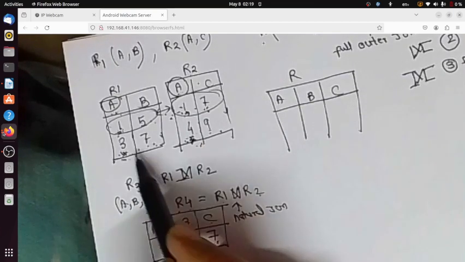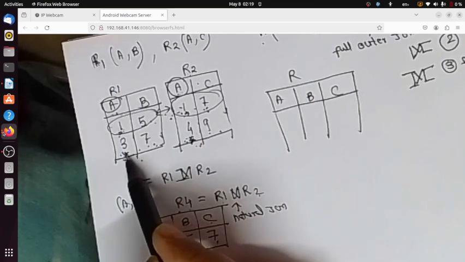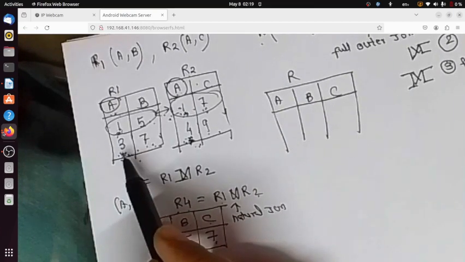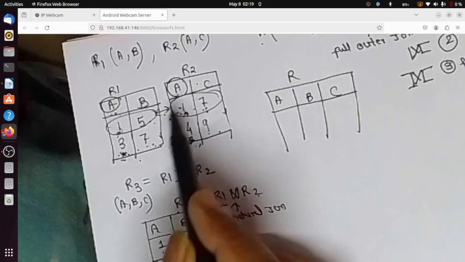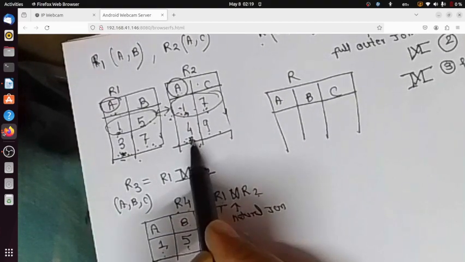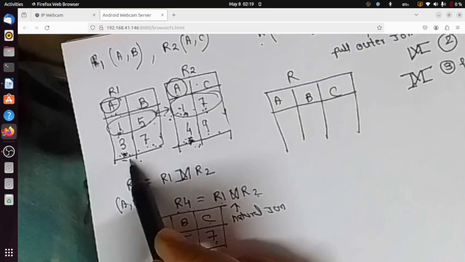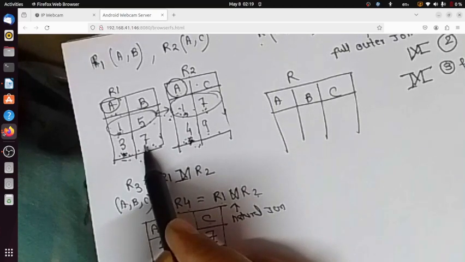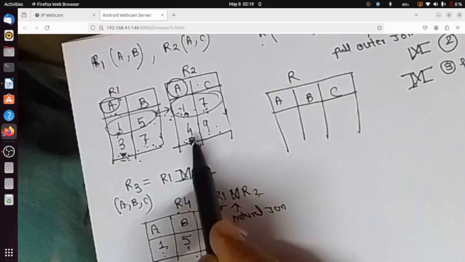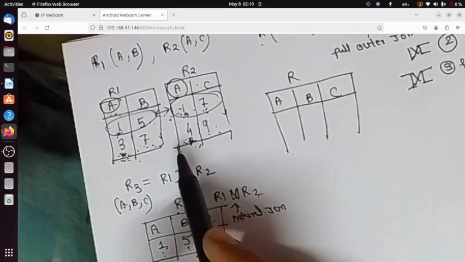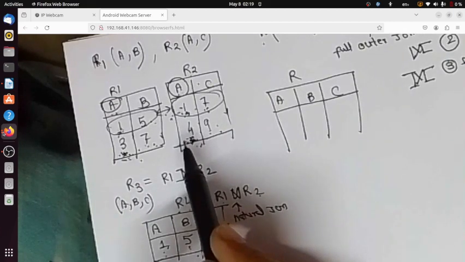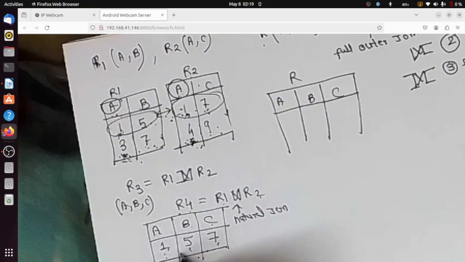So here the non-matched values between R1 and R2 for the common column A are 3 and 4. For 3 there is no such record in R2, and for 4 there is no such record in R1. So 3, 7 from R1 and 4, 9 from R2 are non-matched values. Non-matched values will be excluded from the natural join or inner join. Only the matched values will be there in the output relation.